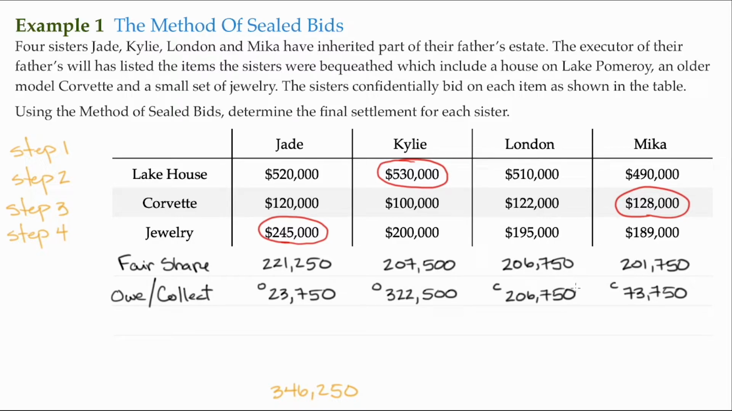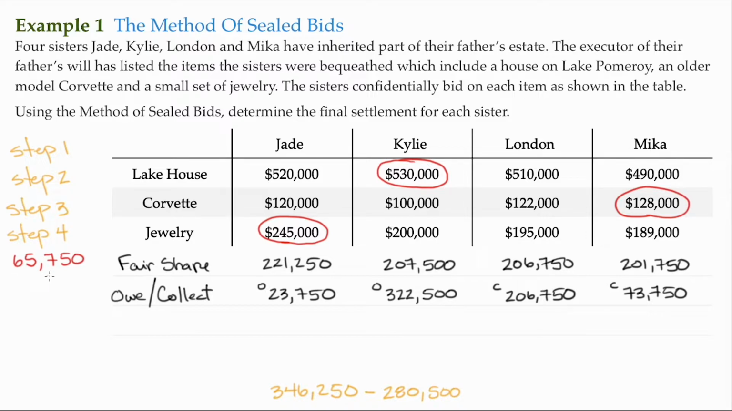But as we look here, London is now collecting from the estate $206,750, and Mika is collecting $73,750. That's a total of $280,500. So these sisters paid into the estate, and these sisters took out of the estate. So if we take the one that paid into and subtract those that are taking out of, we wound up with a difference of $65,750. That is the surplus.